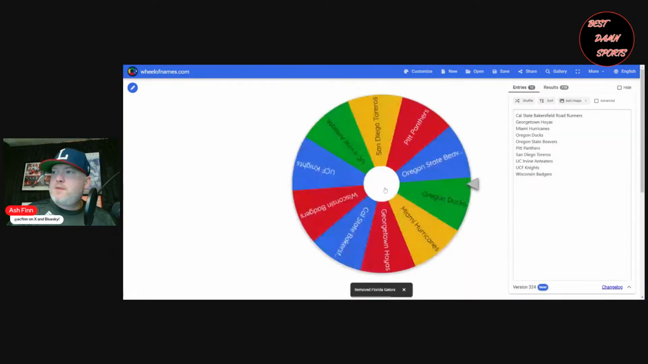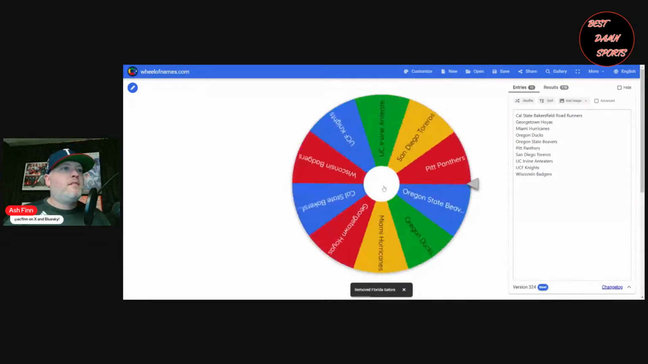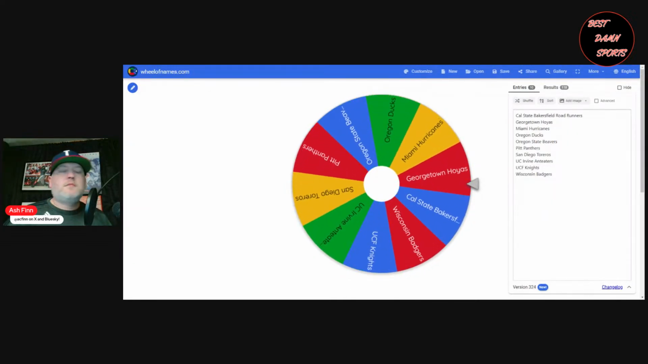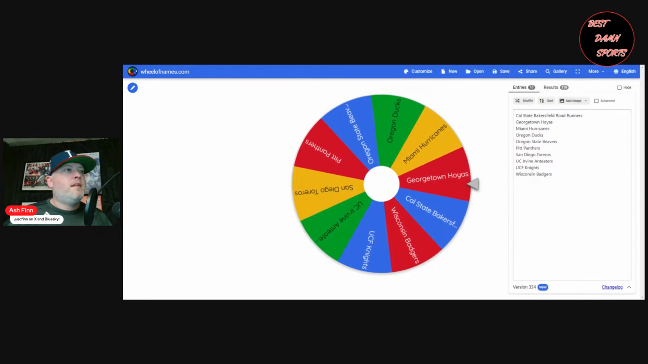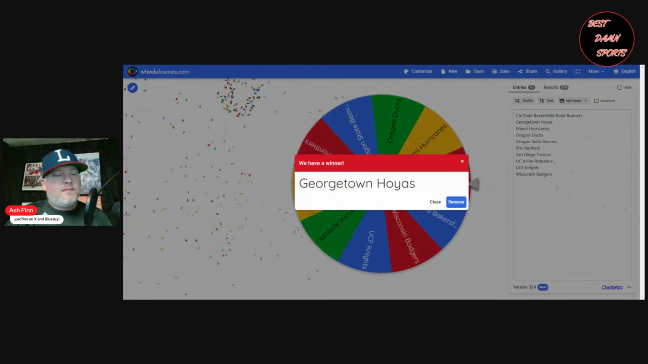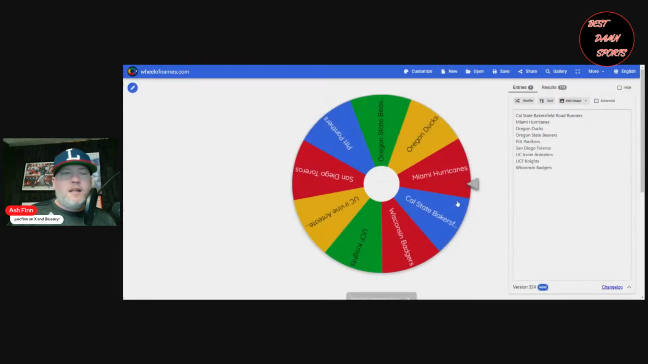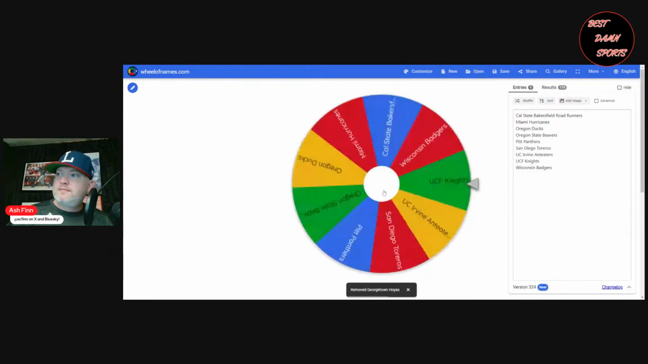Get them off there and spin it again. We are getting ever closer. The Big East number 1 pick is the Georgetown Hoyas. John Thompson would be proud. I don't know anybody that's played baseball there, though.